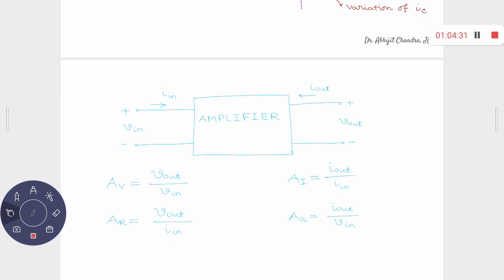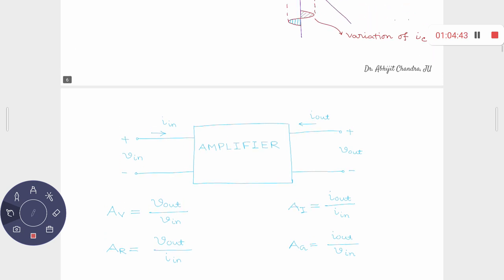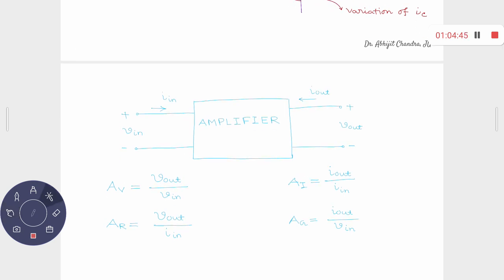I don't know whether you have already studied the two-port network in a circuit theory course or not. Yes or no? Two-port network, you have not studied. So, basically, here you have two ports at the input side. This is known as the input port. Two connections are there. This is known to be the common line, reference terminal.